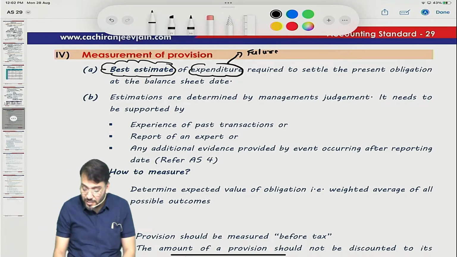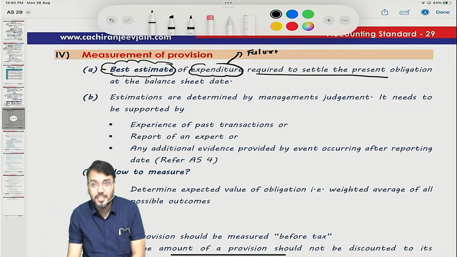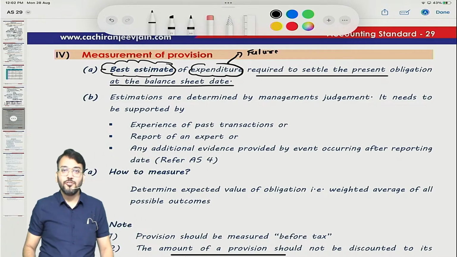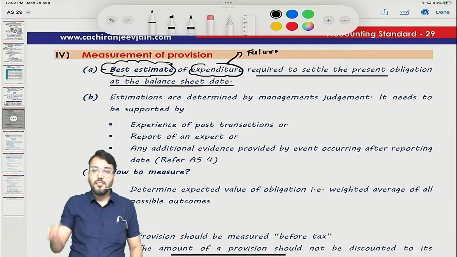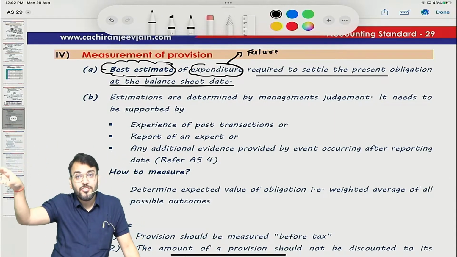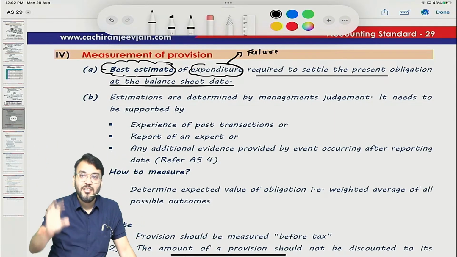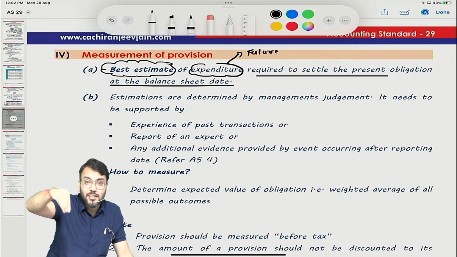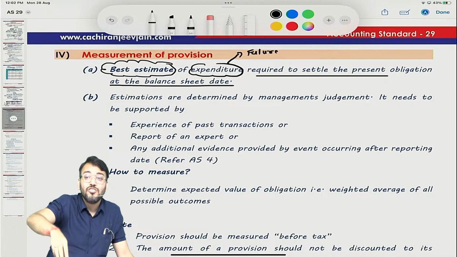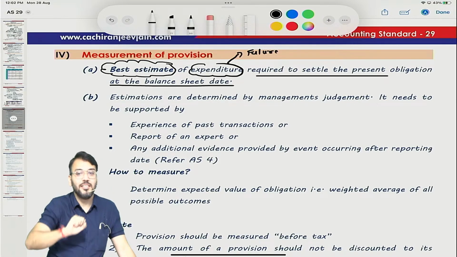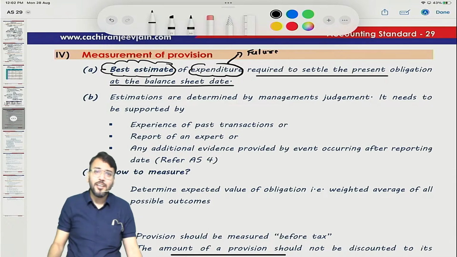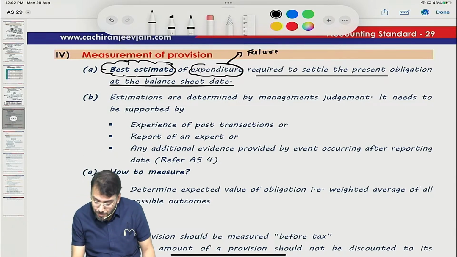Correct. Which is required to settle the present obligation as on the balance sheet date. Have you understood? Correct. Means we need to estimate future expenditure which is required to settle the obligation which is existing on which date? Balance sheet date. Have you understood this point? Correct. Only I need to explain how to make what? Best estimate.